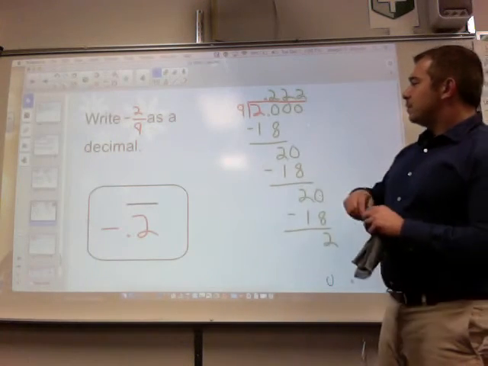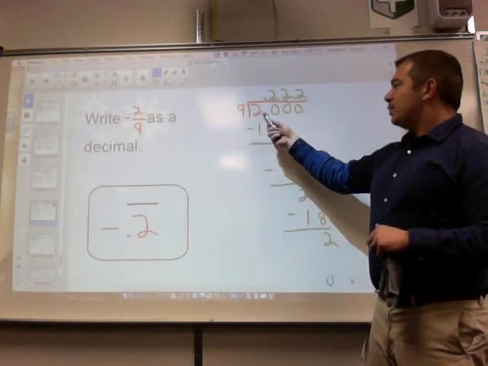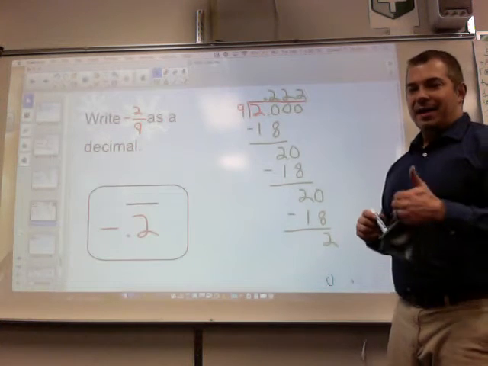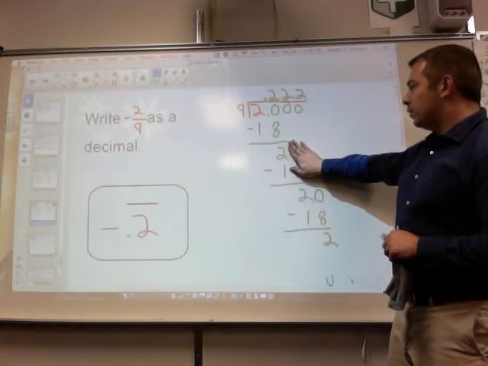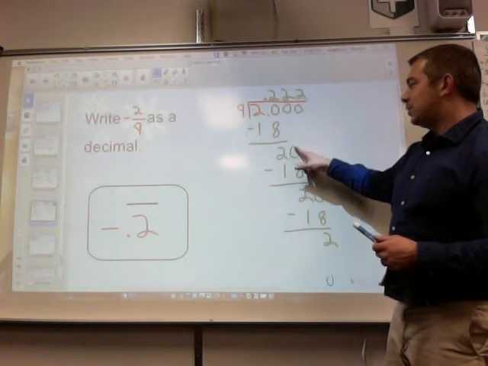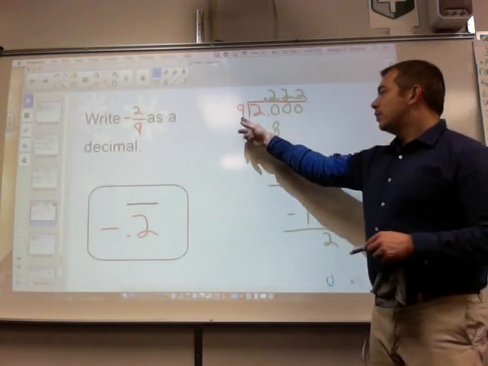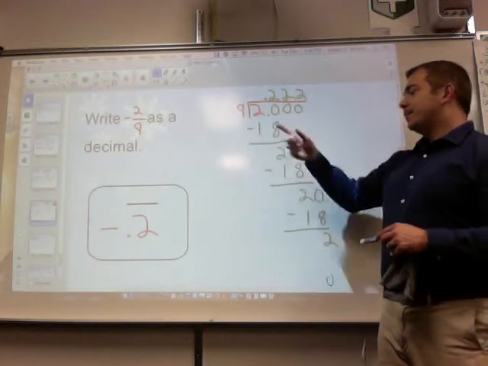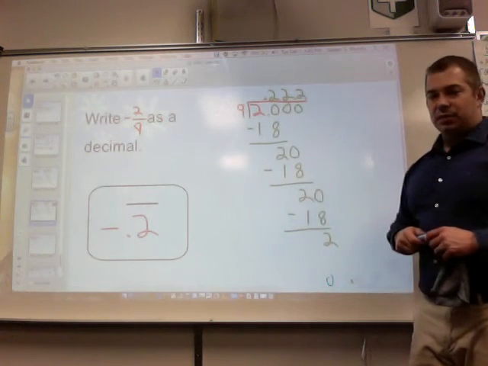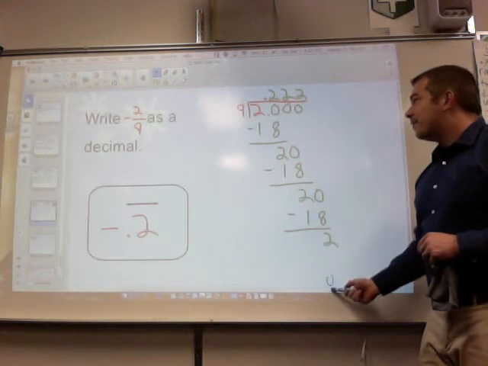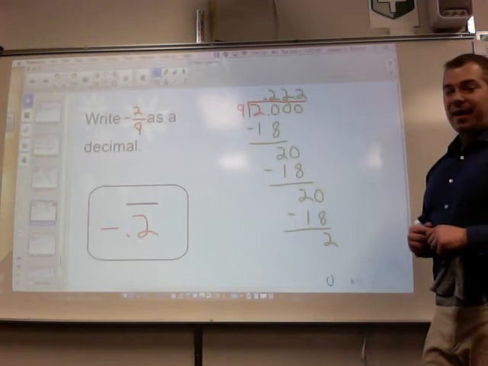So once again, 9 can't go into 2, so I annex a 0. 9, 18, it can go in 2 times. 20 minus 18 equals 2. And as you can see, when I annex another 0, I'm going into 20 again. So it's going to be 9 into 20 again. 9 times 2 is 18. There it is. I can keep going on and on forever, but that would be a waste of my time.